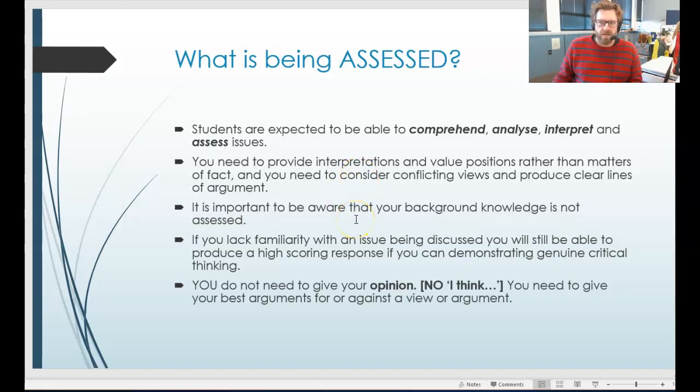And again, just the last point I wanted to reiterate, please don't say "I think" or try to make it clear that you're expressing an opinion. You're trying to put forwards an argument, so use the language of argument, which I've talked about all through the year.